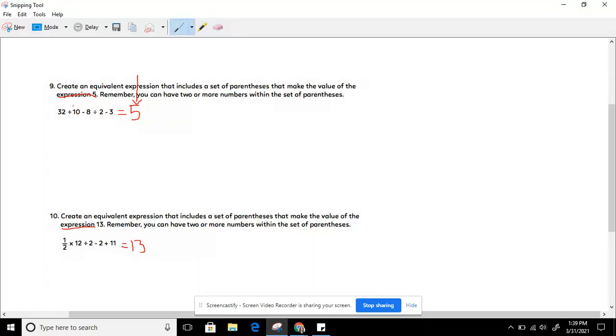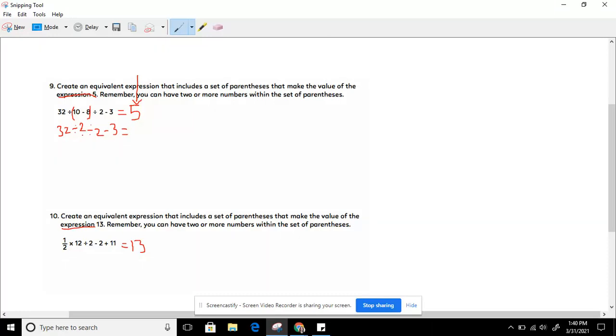Let's see if we put the parentheses around the 10 and the 8. Let's see what would happen there. Well, 10 minus 8 is 2. And then we can rewrite our expression, 32 divided by 2, which is what's in the parentheses, 10 minus 8, divided by 2 minus 3. Okay, so following PEMDAS, let's see if we can get this expression to equal 5 now.